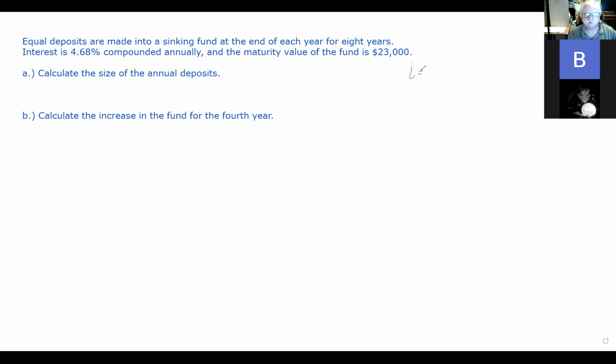I equals 4.68%. Oh, it's annually, so divided by 1 is not very exciting. So 4.68% is just 0.0468. And N is 8 times 1, which isn't very exciting. It's just 8.